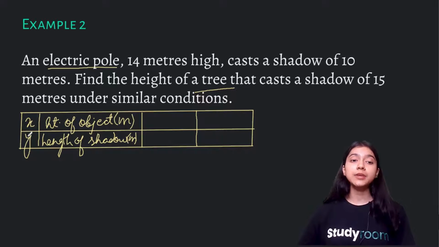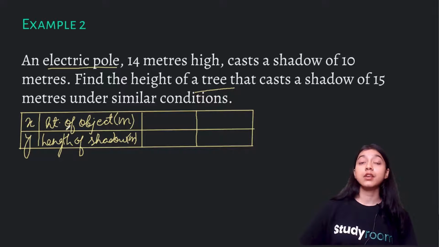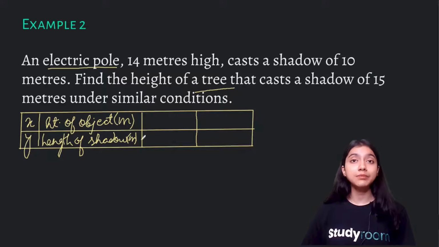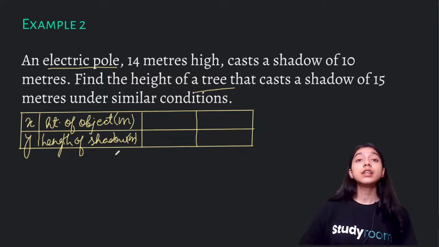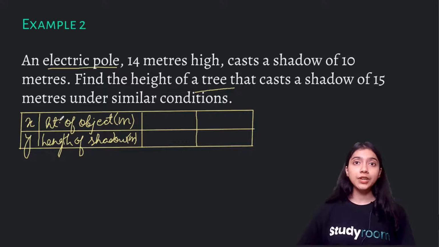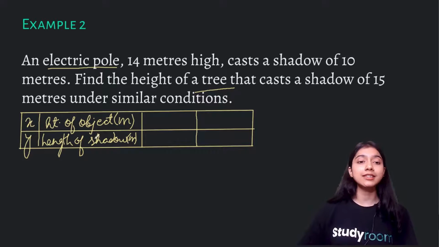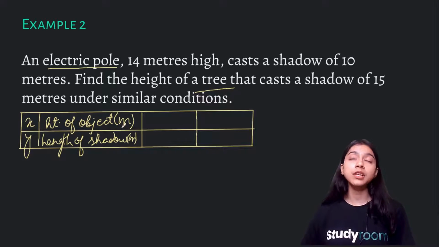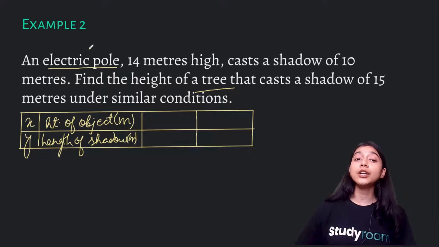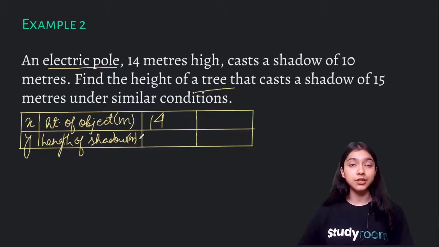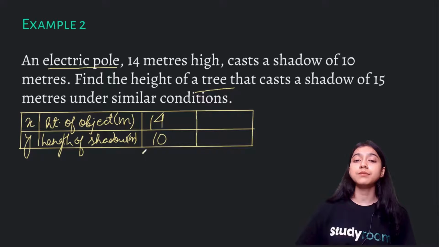So the first variable, let us take it as x. So it is height of the object in meters. The next variable is the length of the shadow. I am considering it as a variable y. So what we have to do in solving these questions, we have to first construct this box and then take the variables x and y and write the value that has been given to us. So in the first case, the height of the object, that is the electric pole, is given as 14 meter. So the value of this variable x is 14 and it casts a shadow of 10 meter. So the value of the variable y is 10 meter.